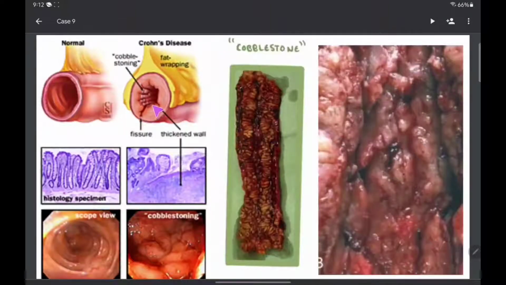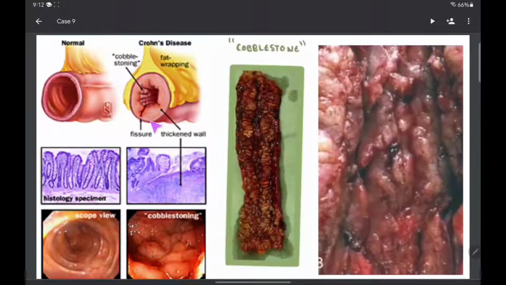Now, in a cross section from a patient with Crohn's disease, you can see how there is edema of the mucosa as well as inflammation, and we also have submucosal fibrosis, as you can see here. There is fibrosis in the submucosal layer, and we also have hypertrophy of the muscularis propria.